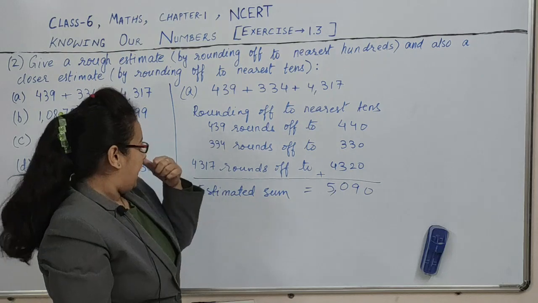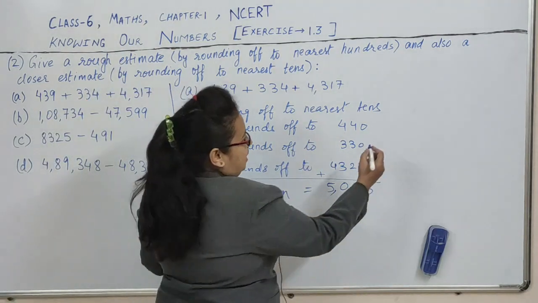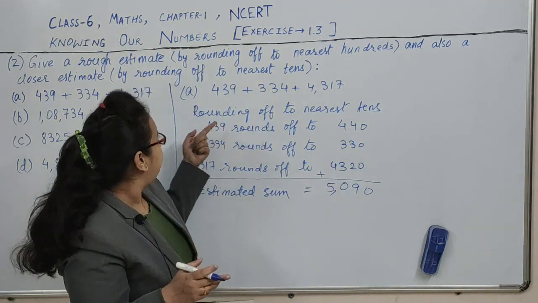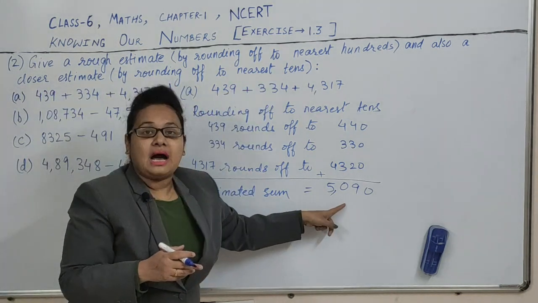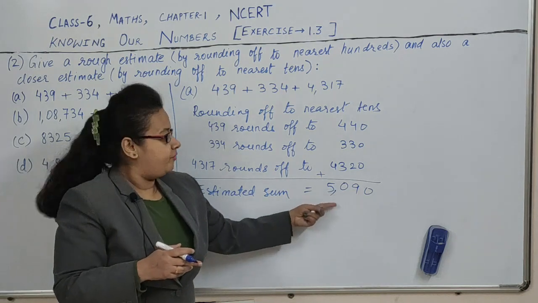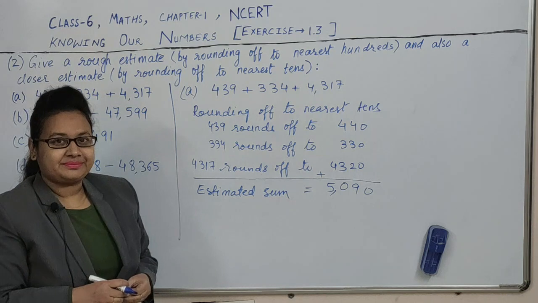So what was that? When we rounded off to the nearest hundreds, the answer was 5,000, I think. And now when we estimated by rounding off to the nearest tens, the answer becomes different. Okay. So this is the answer for rounding off to the nearest tens. So understood?